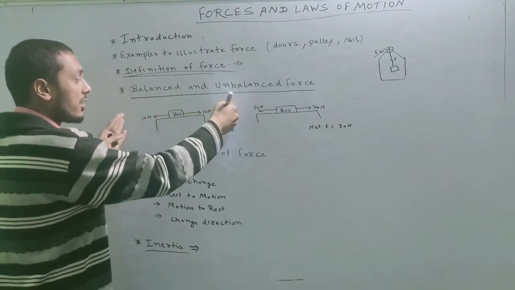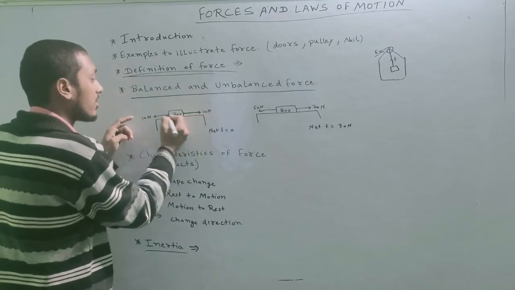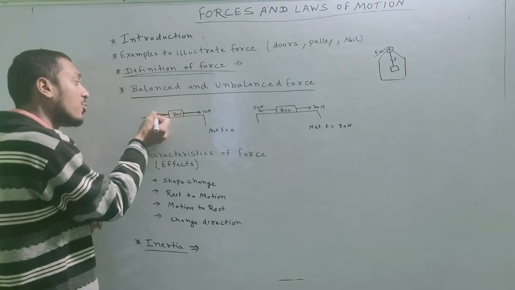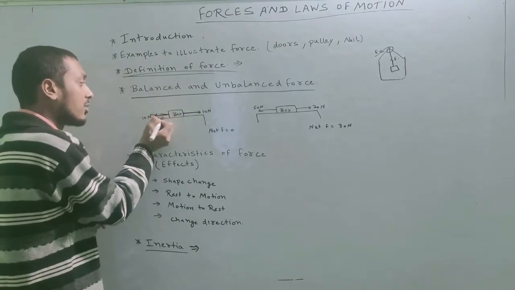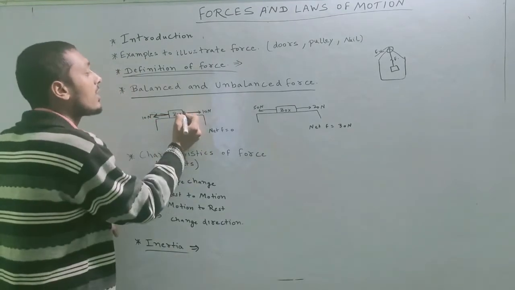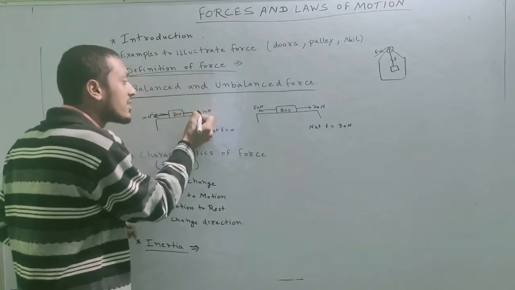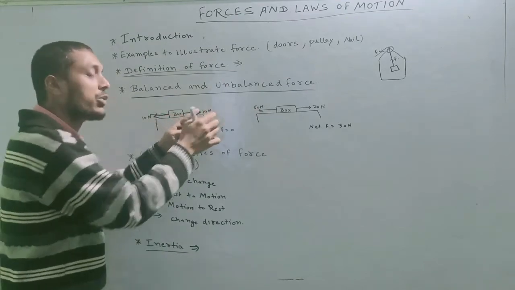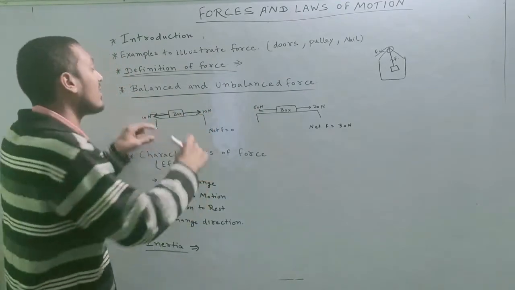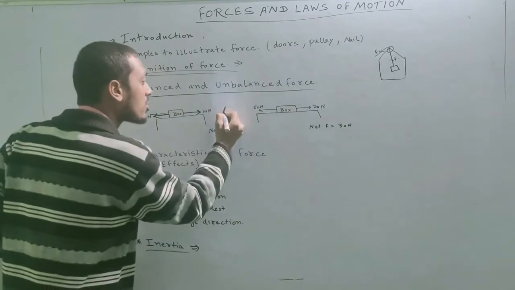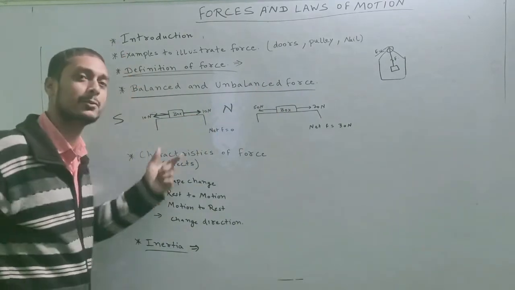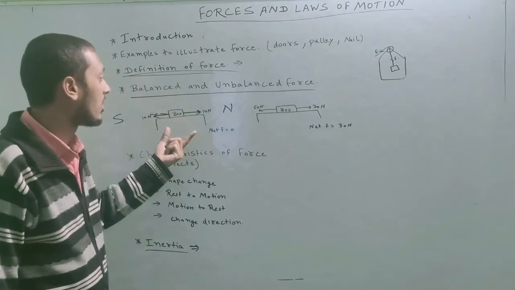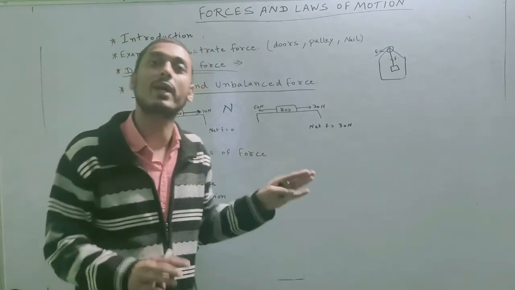Suppose two persons are there. This is a string. This is a string. It is attached to the box. Suppose one person is applying a force of 10 Newton in this direction. Suppose another person is applying a force of 10 Newton in this direction, meaning the opposite direction. These two forces are equal. 10 Newton are equal. But what is the difference? They are in opposite direction. Suppose this is north direction, then this is south direction. This is an example of balanced force. I hope you might have understood by the example only.